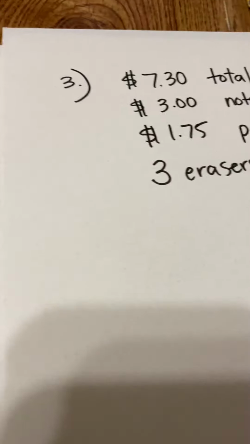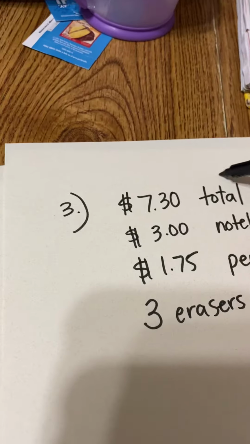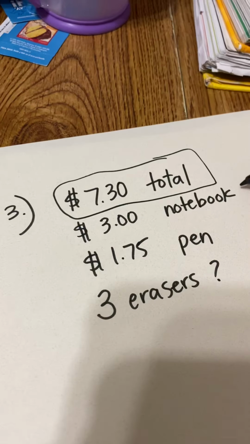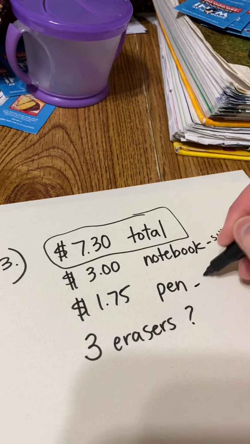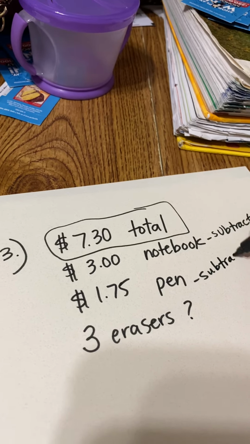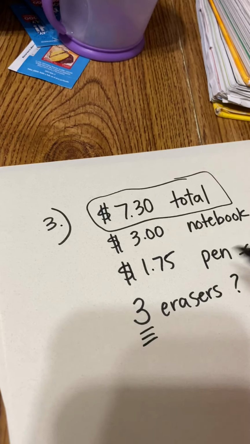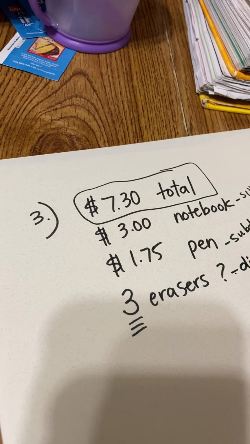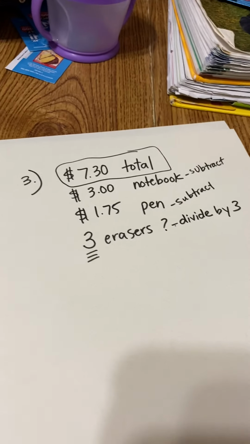Okay. So they don't talk about taxes or anything. So we take our total, and we need to subtract anything that we know. So we're going to subtract this, subtract this. And when we get down to these, what do you think we're going to do? We need to divide by 3, because they want to know how much one eraser cost.